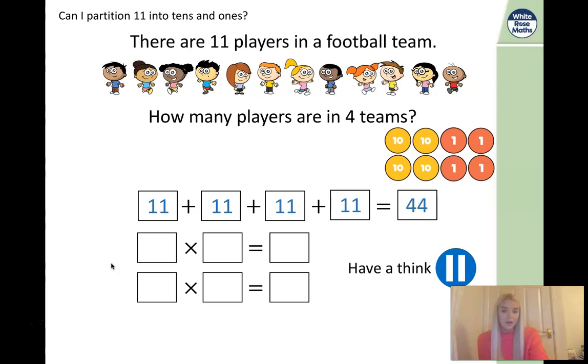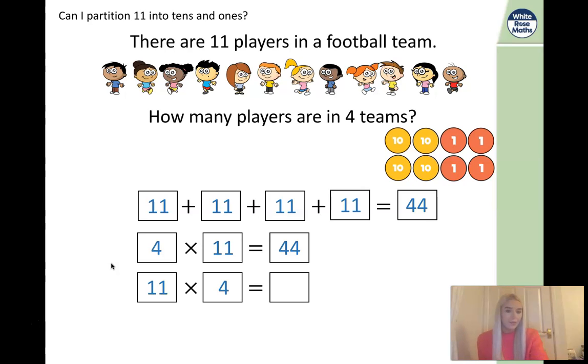Okay, so there are two different ways. The first way you could do is 4 multiplied by 11, which gives us the answer as 44. You can also do it another way, which is 11 multiplied by 4 equals 44. Now I can see that I've used the same numbers, I've used the same two factors, and I've got the same product. But they've been swapped around.